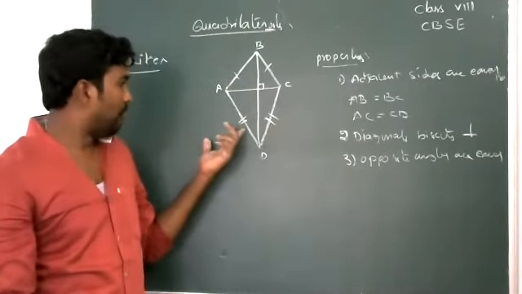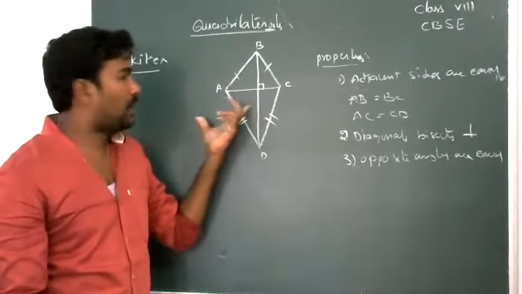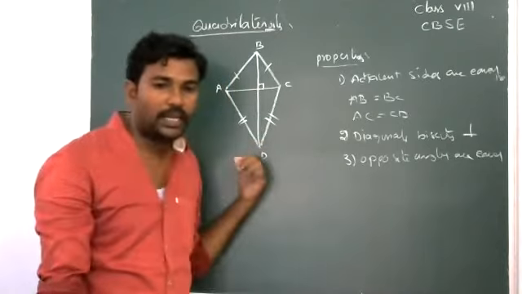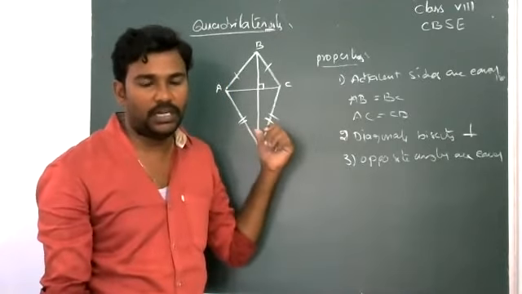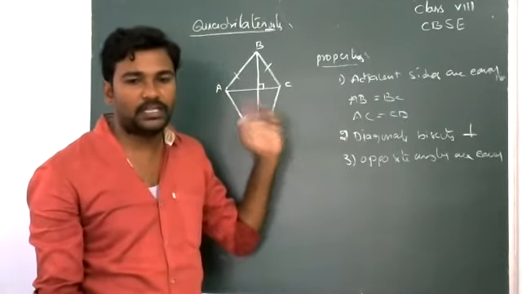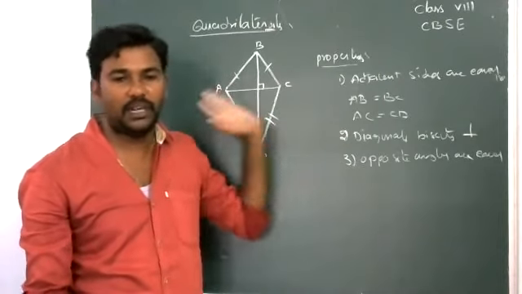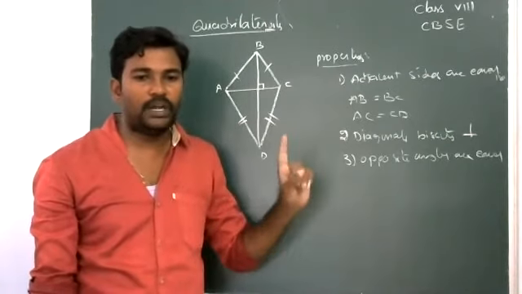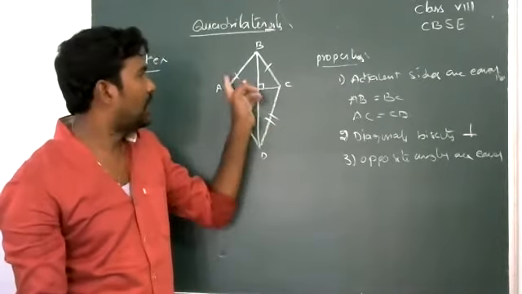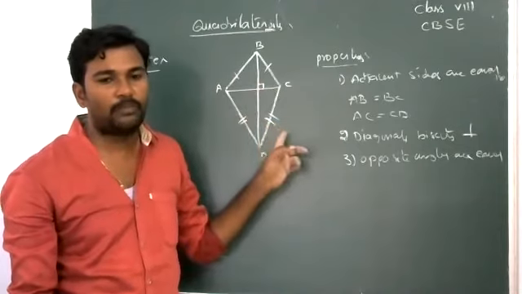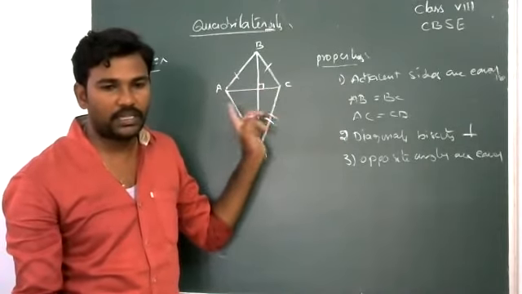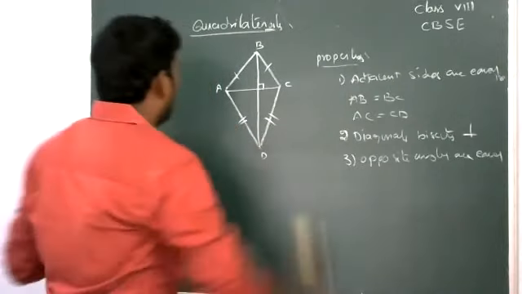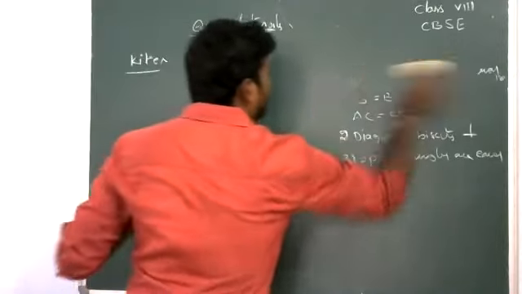But what is the difference between a rhombus and a kite? In a rhombus, all sides are equal. In a kite, only adjacent sides are equal. That is the main difference. Remaining all properties are the same as the rhombus. Is it clear? Only one difference is there: in a kite adjacent sides are equal, in a rhombus all sides are equal. Next one comes to the arrowhead.